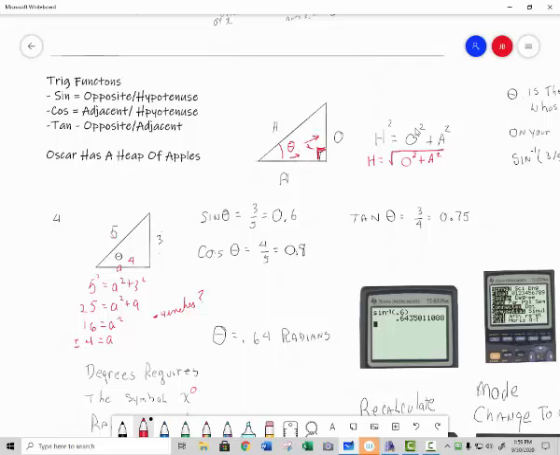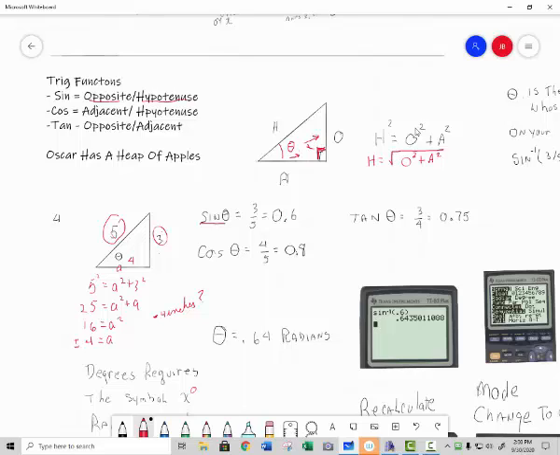Okay? So now I can calculate the sine of theta. The sine of theta is the opposite side divided by the hypotenuse. The opposite side was 3, and the hypotenuse is 5. So it's going to be the sine of theta is 3 over 5, where the sine of theta is 0.6. You can use either the fraction or the decimal, doesn't make any difference.